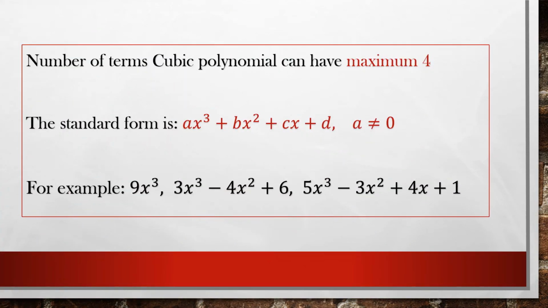Terms a cubic polynomial can have maximum 4. I have written some examples. For example 9x cube, this has one term. Here there are 3 terms, here there are 4 terms, and I can write it like, suppose 7x cube plus 5, it has 2 terms. So can be 1 term, can be 2 terms, can be 3 terms, can be 4 terms. So it can have maximum 4 terms. 4 से ज़्यादा नहीं हो सकती, 4 से कम ज़रूर हो सकती है क्यूबिक पॉलिनोमियल में.